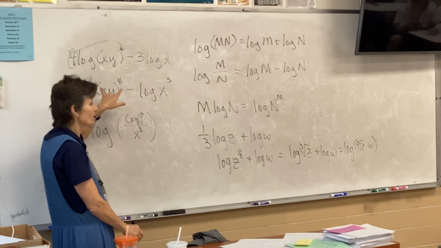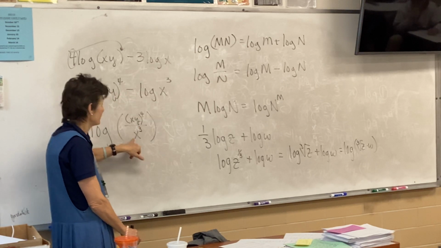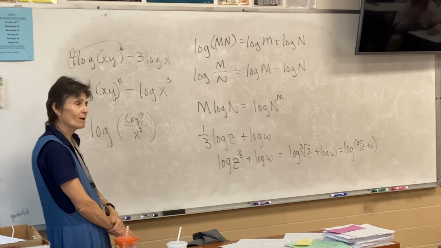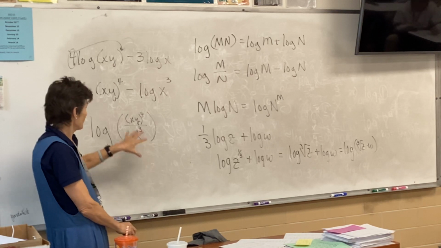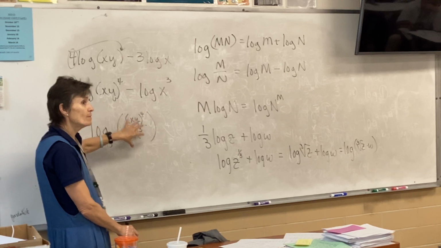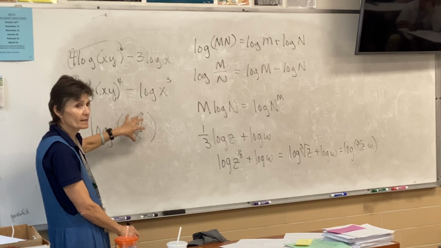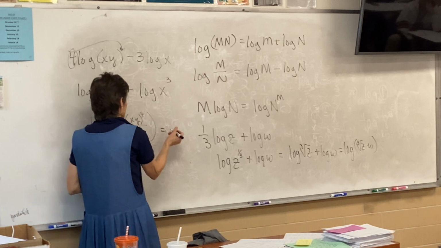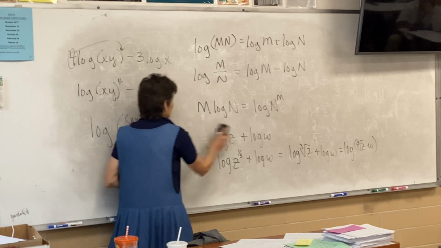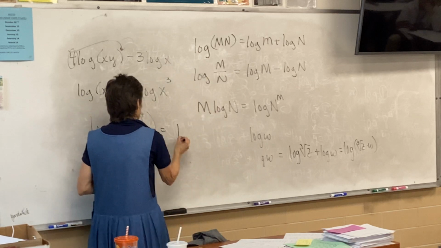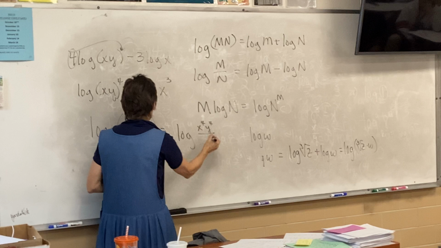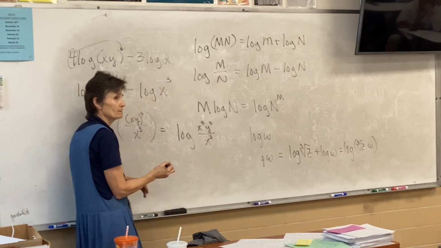That goes first over second. Do you notice anything about that? It wouldn't matter. This can simplify, can it? So this is gonna be the log of x to the 4th, y to the 4th over x cubed.